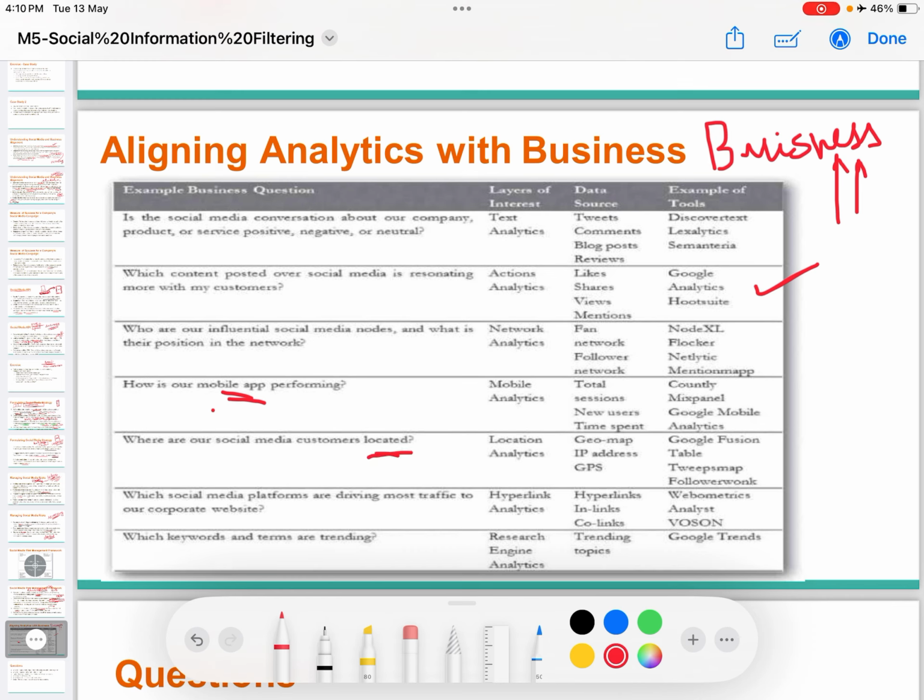Where they are located is location analytics. Which social media platforms are driving the most traffic to our corporate website is hyperlink analysis. Hyperlinks can be inlinks and colinks. Webometrics Analyst, VOSON. Which keywords and terms are trending? Search engine analytics. Trending topics come with an arrow like this for the topics which are trending. Google Trends. So how do you understand? Search engine analytics. Here we complete module 4.